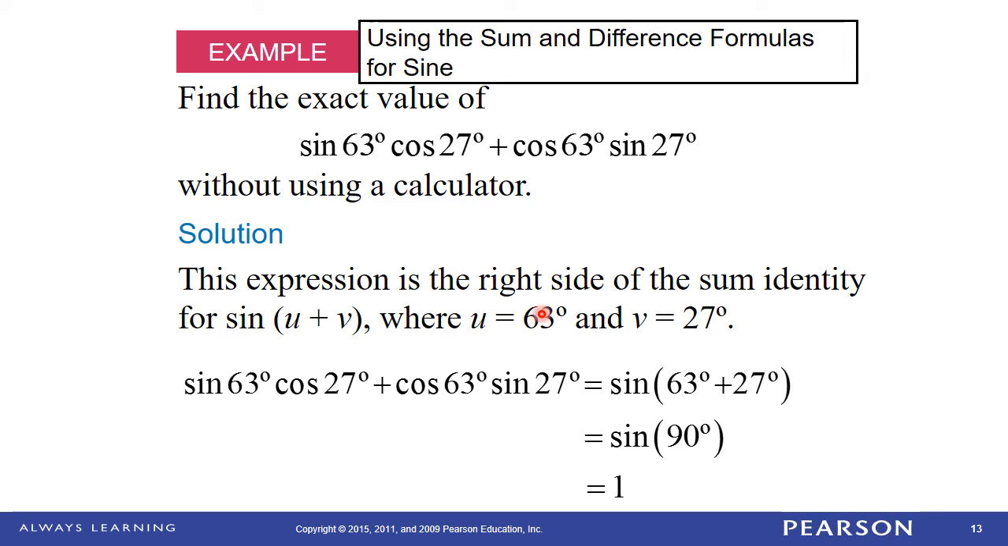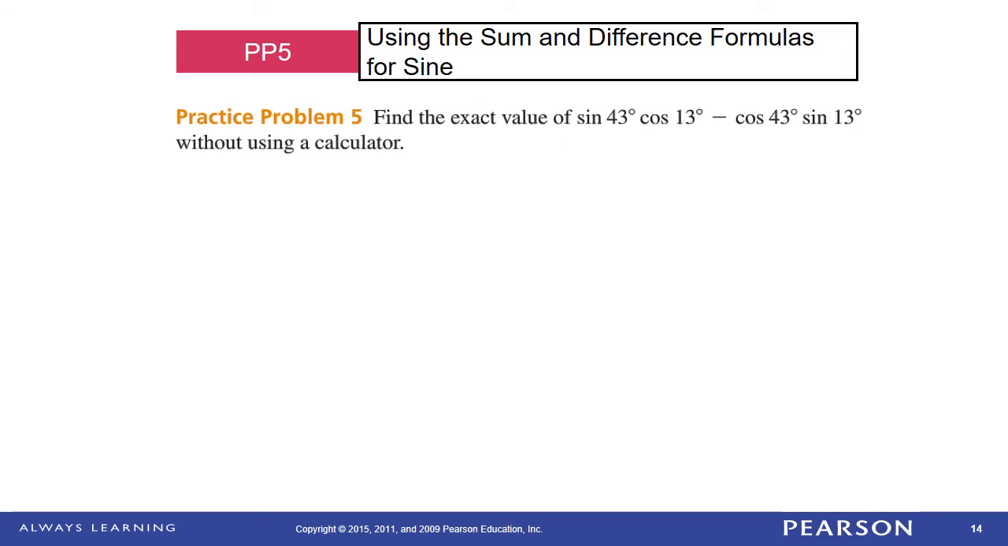So here goes with our practice problem. Find the exact value of the sine of 43 degrees times cosine of 13 minus cosine of 43 degrees sine of 13. So yeah, those repeating angles sort of give it away. So I'll let you guys try it first. Go for it.